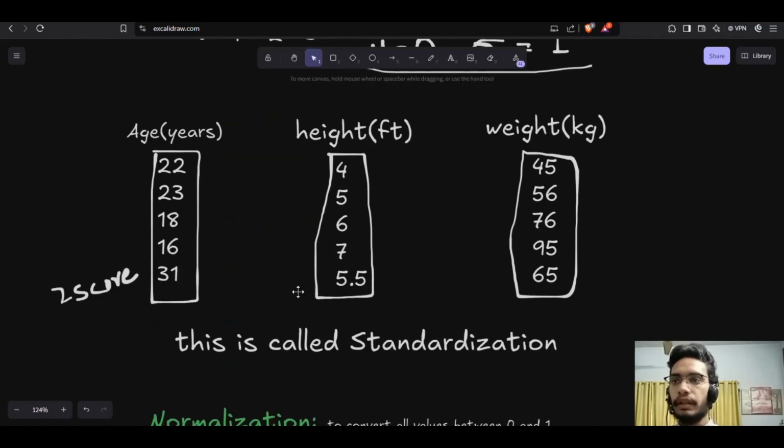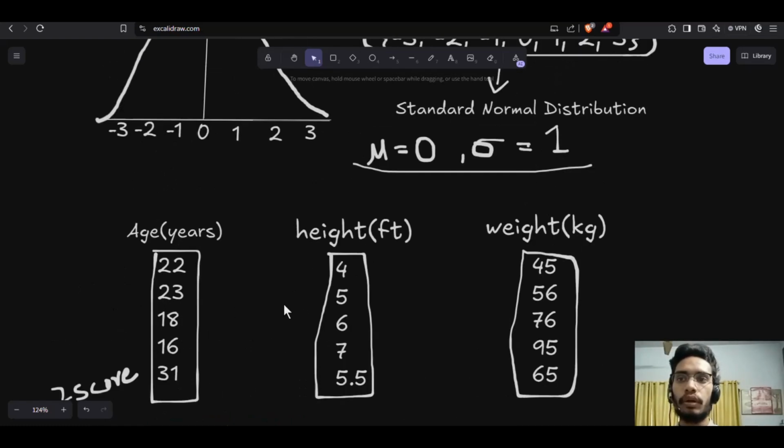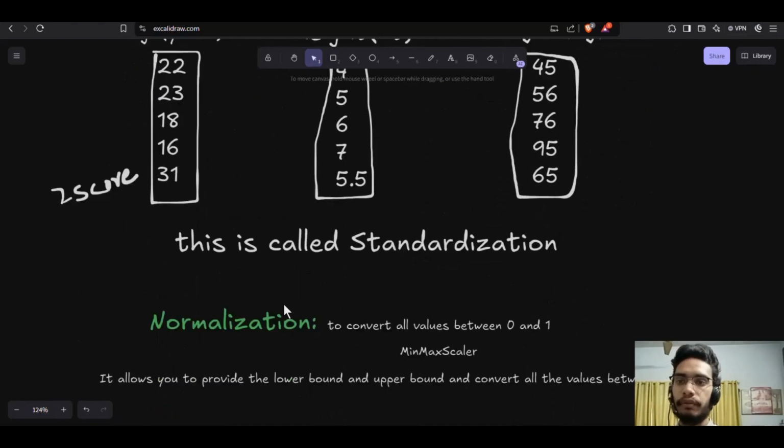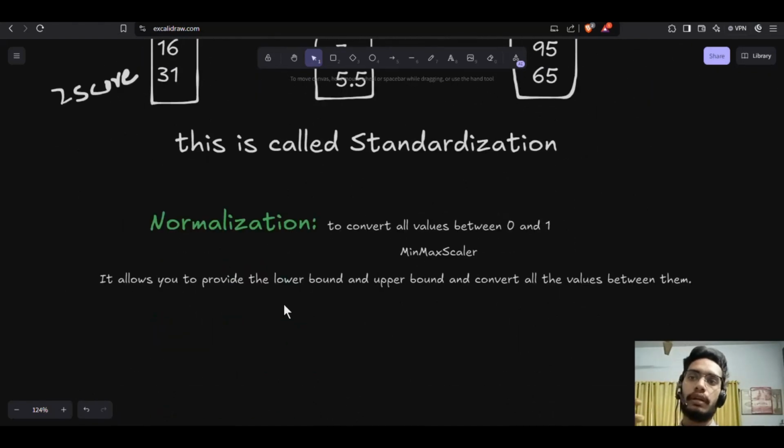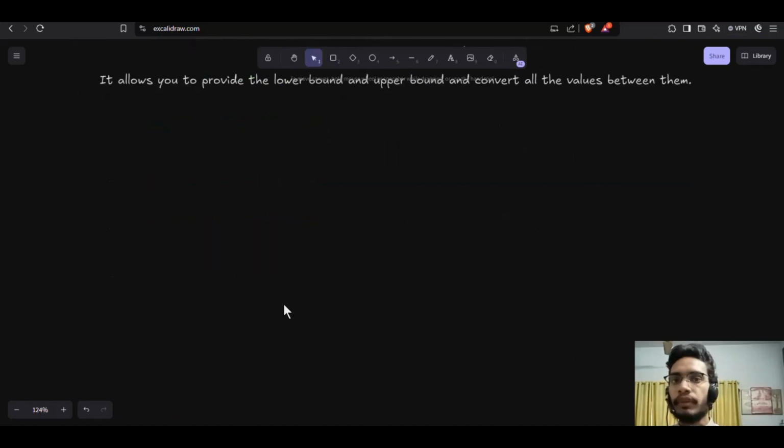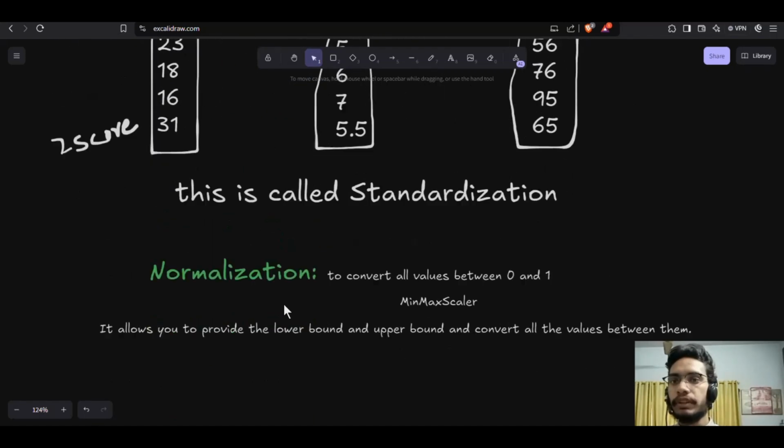I hope you understand what standardization is. Standardization is nothing but applying the z-score to all of the values here in order to make them standard normal. And for normalization, we just convert all the values between 0 and 1. Most machine learning models work on the normalized data. It is suitable to feed them the normalized data, so it performs better. So this is basically the difference between standardization and normalization.